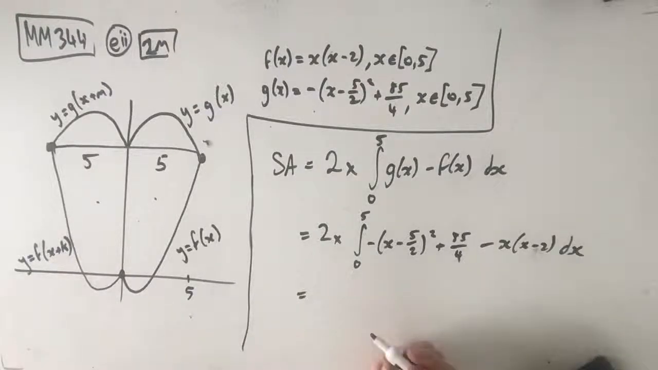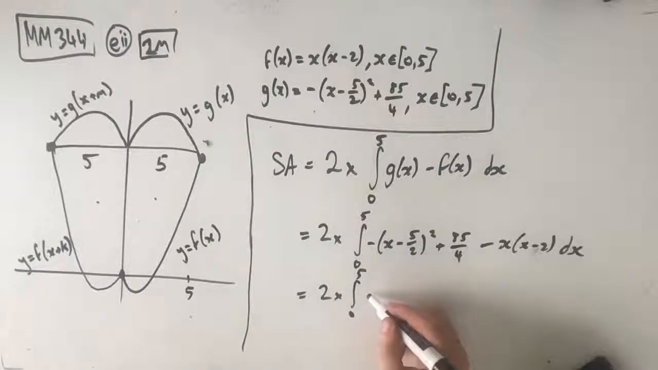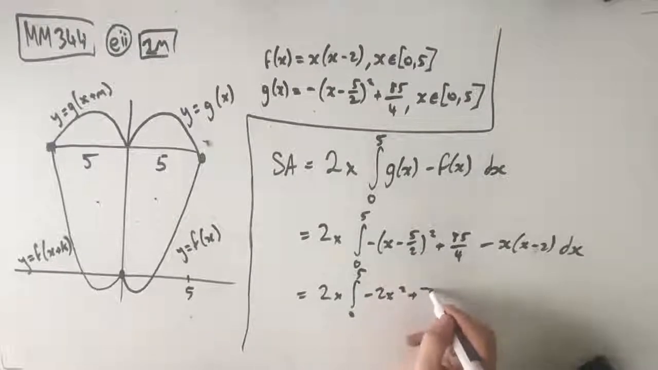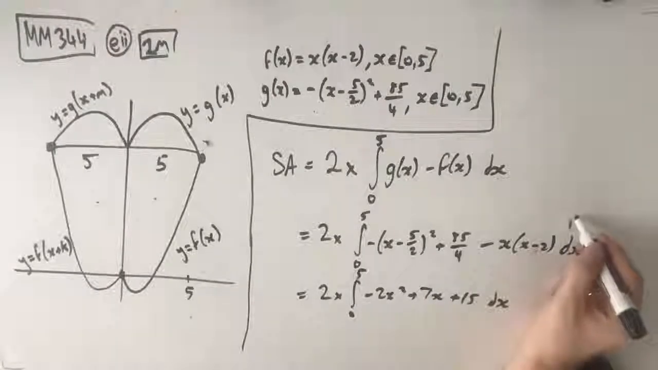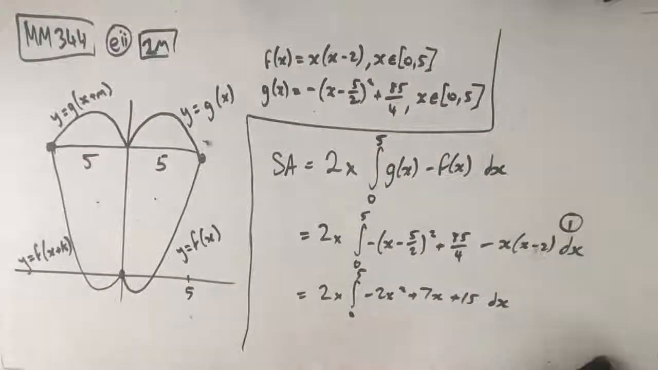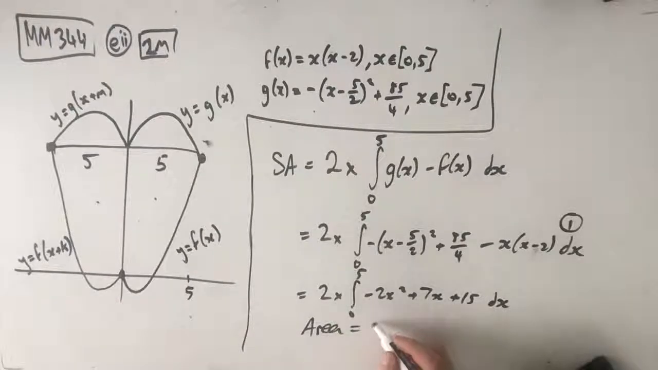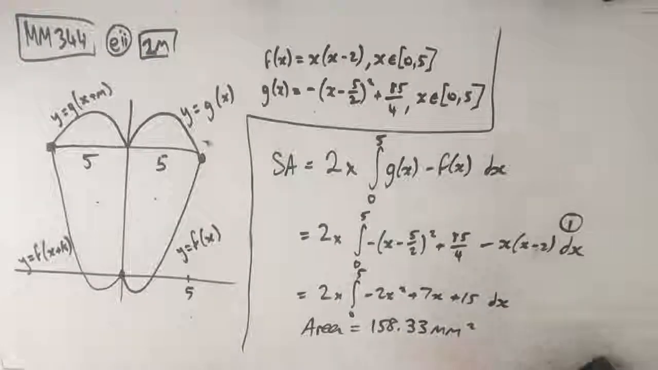Now, expanding all this out and grouping like terms, we get the integral from 0 to 5 of negative 2x squared plus 7x plus 15, dx. Actually, this was our first mark here, and that gives us a total surface area of 158.33 millimeters squared, which is our second and final mark for this question.